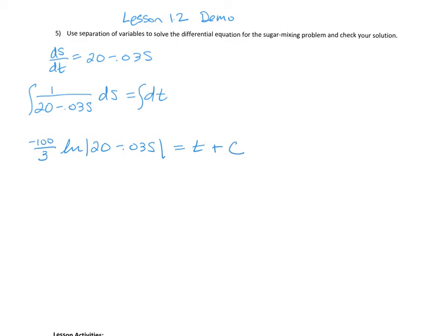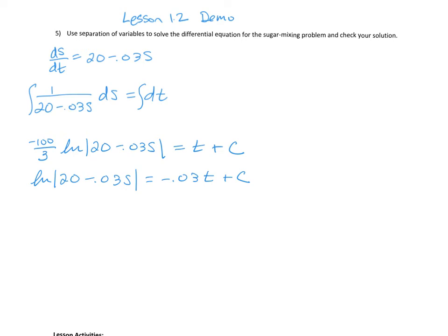Now I just need to solve for s. So I'm going to move the negative 100 thirds to the right-hand side. So multiply both sides by negative 3 over 100. And I have the ln of 20 minus 0.03s equals negative 0.03t plus, technically, I'm multiplying my arbitrary constant by negative 0.03 also, but that's just a new arbitrary constant. So I'm just going to keep calling it c.